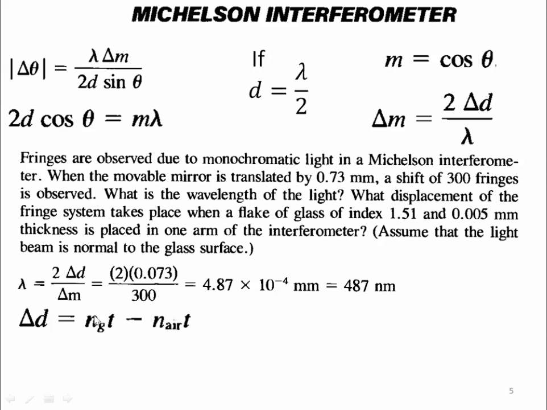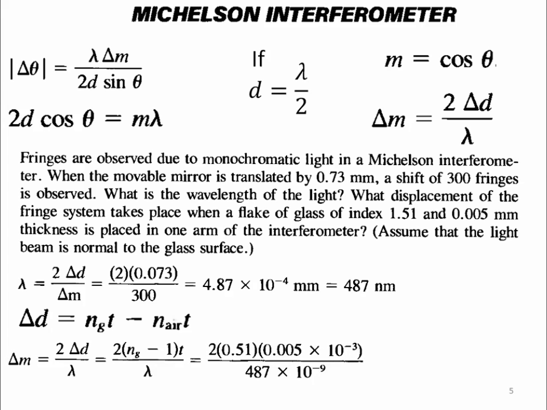The question is, how will the displacement of the fringe system take place when we introduce the flake of glass whose index of refraction is given? Another way of doing this is, suppose we don't know the index of refraction but we know how the fringe system has shifted. We can measure how many fringes have shifted with the glass plate and without the glass plate. That is another way of finding the refractive index. So, how will the fringe pattern shift?